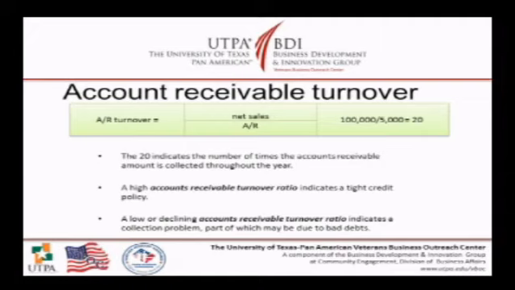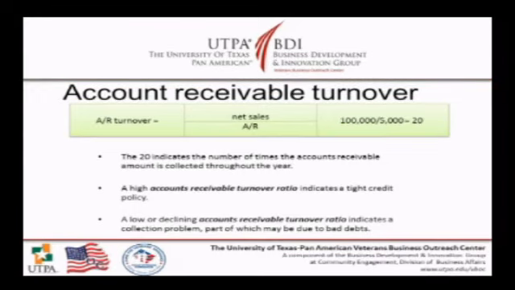As you can see here, a high accounts receivable turnover ratio indicates a tight credit policy, meaning that you're only giving credit to people that you know are going to pay you back. A low or declining accounts receivable ratio indicates a collection problem, part of which may be due to bad debts. So you're basically giving credit to people who are not creditworthy. So these are ways to use the accounts receivable turnover.